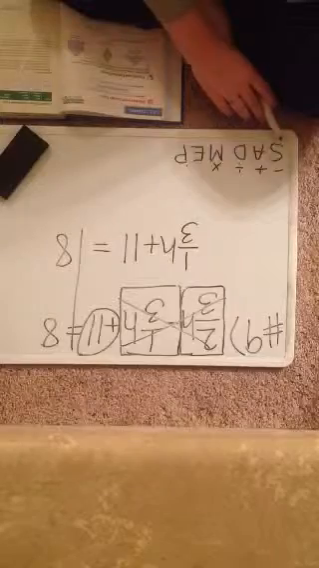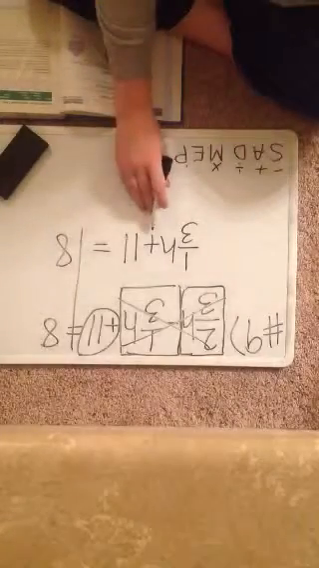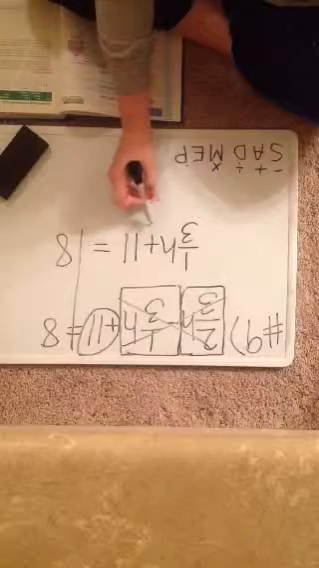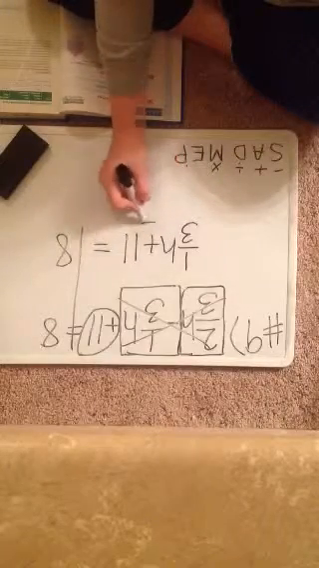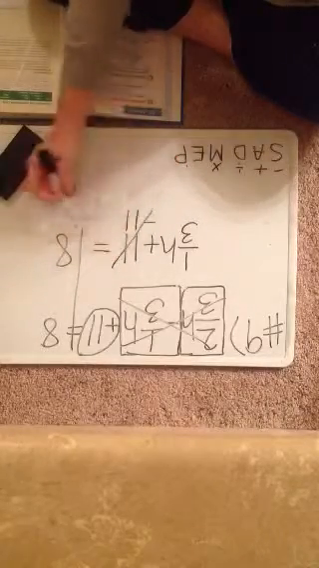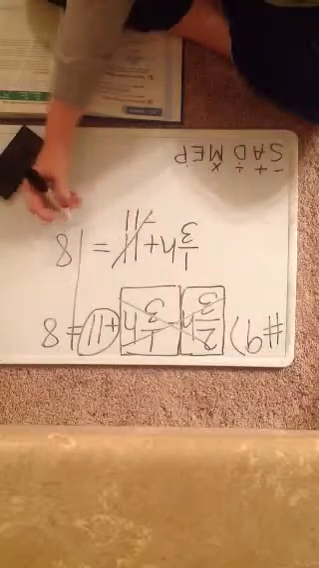I'm going to look for subtraction and addition. So I see addition right away, and I know I need to do the opposite to get h by itself. So I'm going to subtract 11. That's going to cancel out. And whatever I do here, I must do over here.